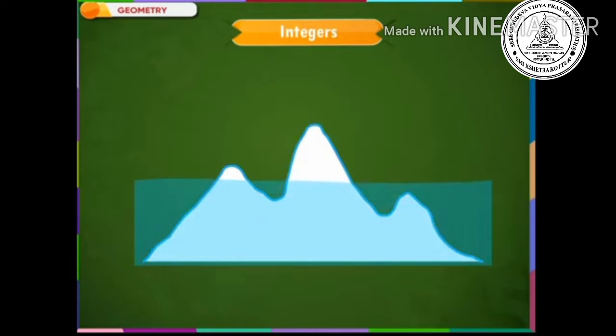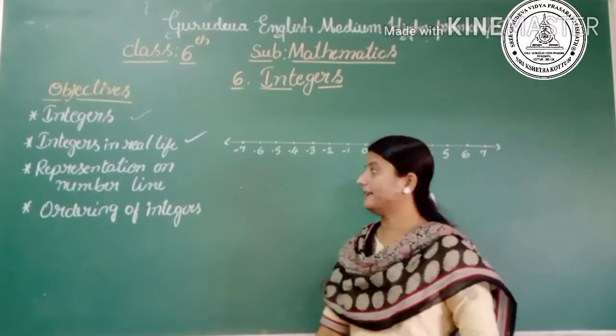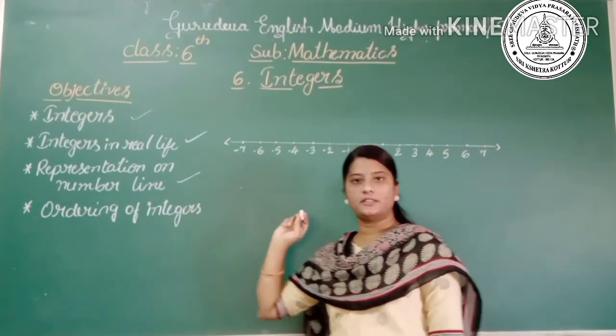You must have seen icebergs of different heights. Here we see the tip of the first iceberg is at a height of 1 meter from the sea level. The tip of the second iceberg is at a height of 5 meters from the sea level. Now, how do we say the depth of the tip of this iceberg from the sea level? The depth is minus 1 meter. Here, we consider the sea level as 0, which is our reference level, and the depth is measured in negative numbers. The next objective is representation of integers on number line.